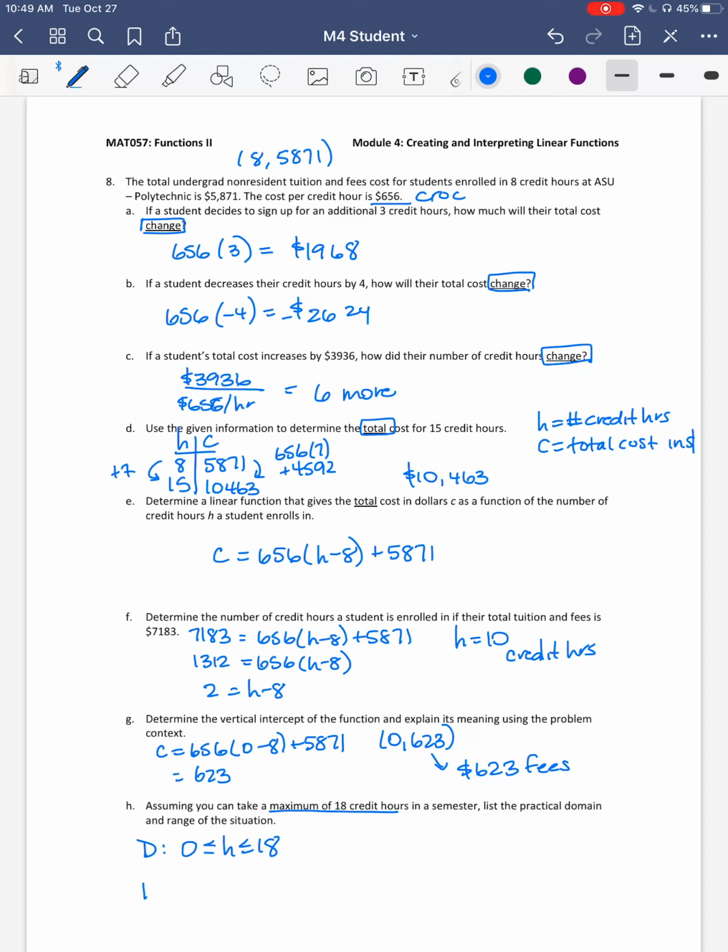You probably wouldn't take the 0. You don't want to pay the $623, but I guess technically you could. So technically the least my cost could be is $623. And the most my cost could be is if I take 18 credit hours.